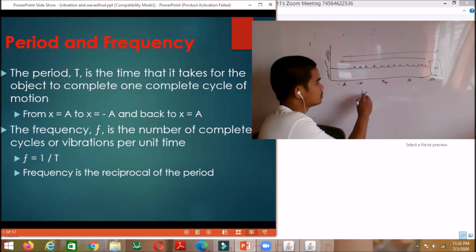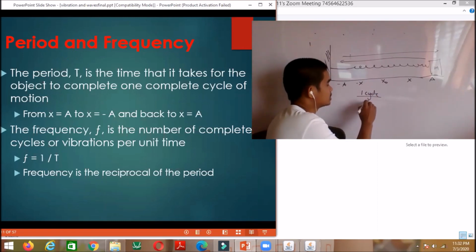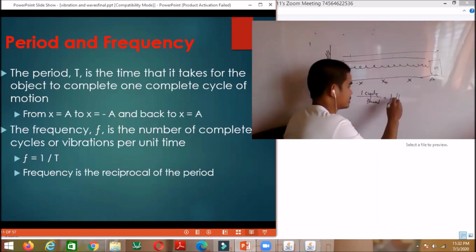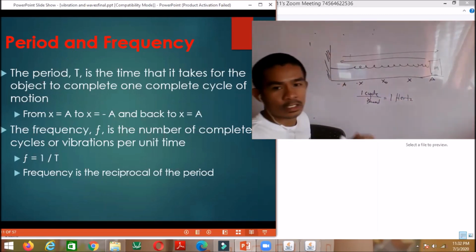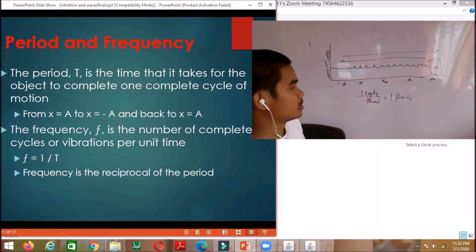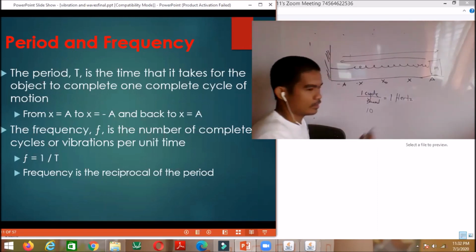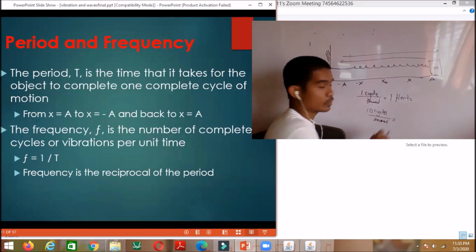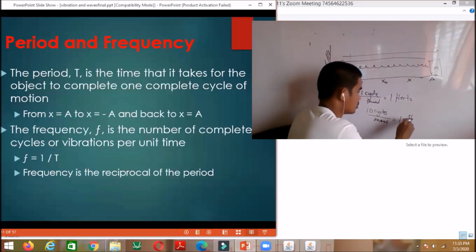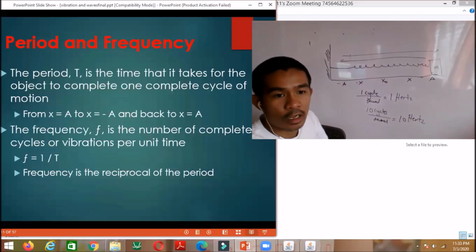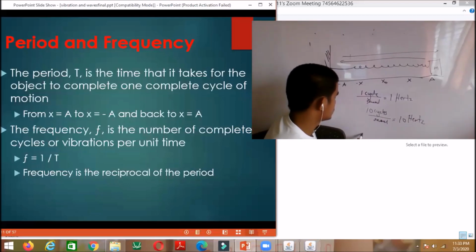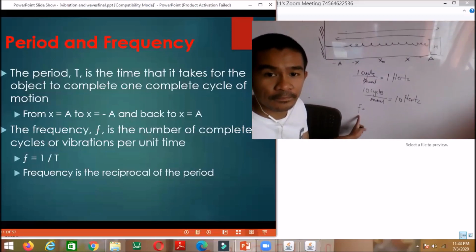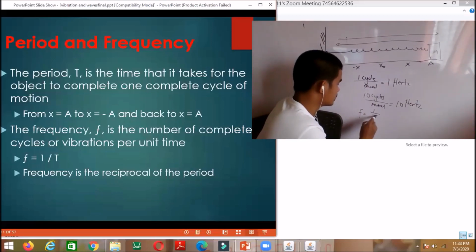And 1 cycle per second is 1 hertz. That is named after Heinrich Hertz. So if it moves 10 cycles per second, the frequency is 10 hertz. All right, and frequency F is reciprocal to the period. So F is 1 over the period.